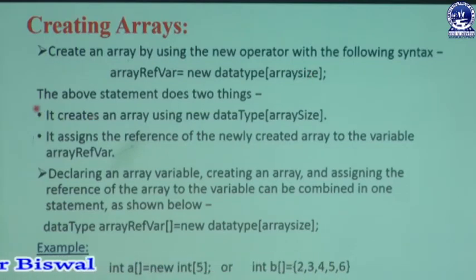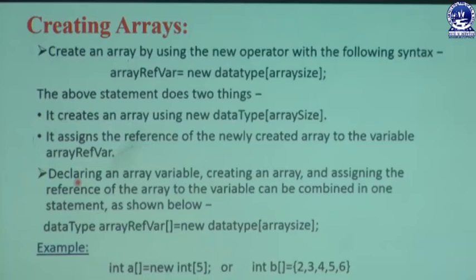Then in that case we have two types of statements. It creates an array using new data type with size. In this way we allocate the memory location to a specific type of element, that is known as an array type element. The second point is that it assigns the reference of the newly created array to the variable, like the array reference variable. In this way we can reference our constants in that type element.